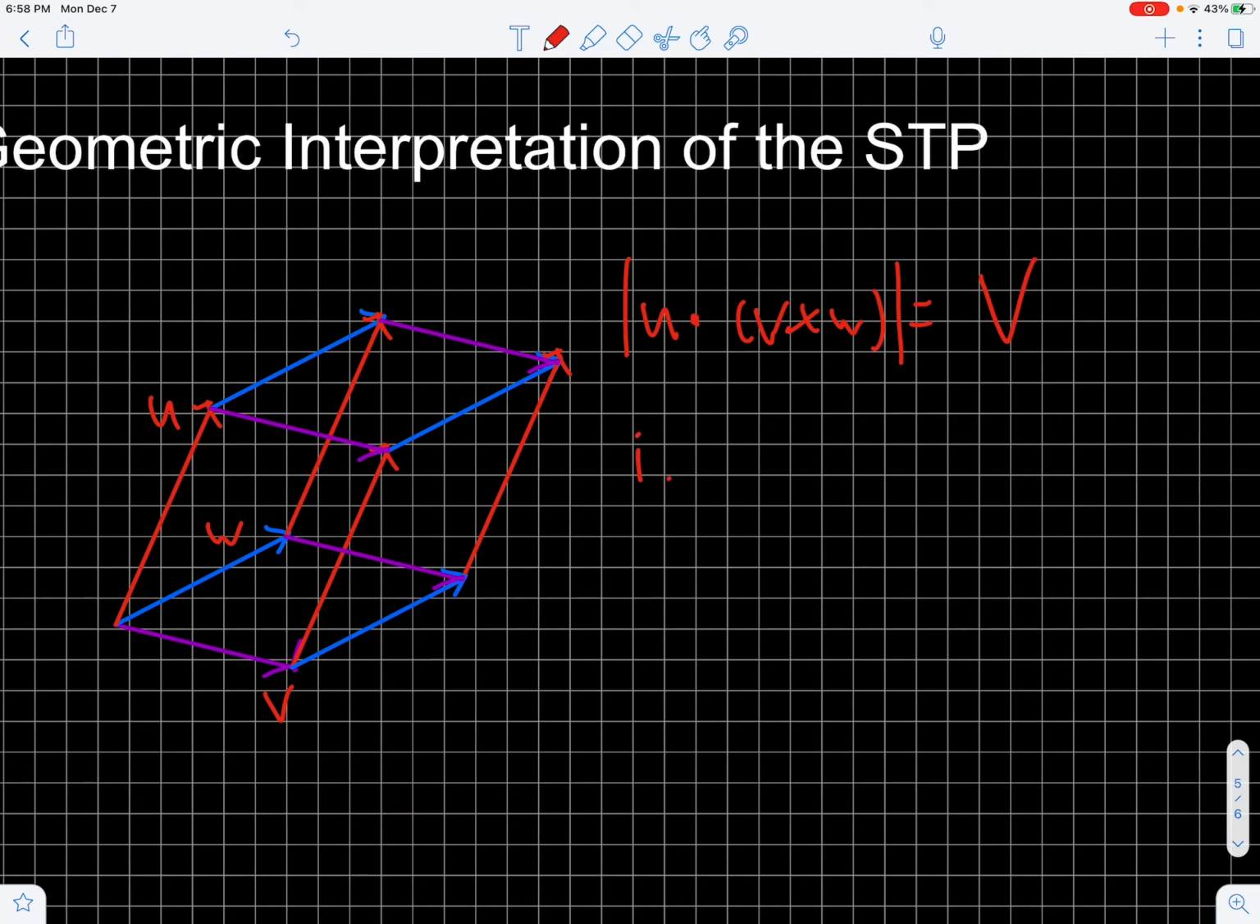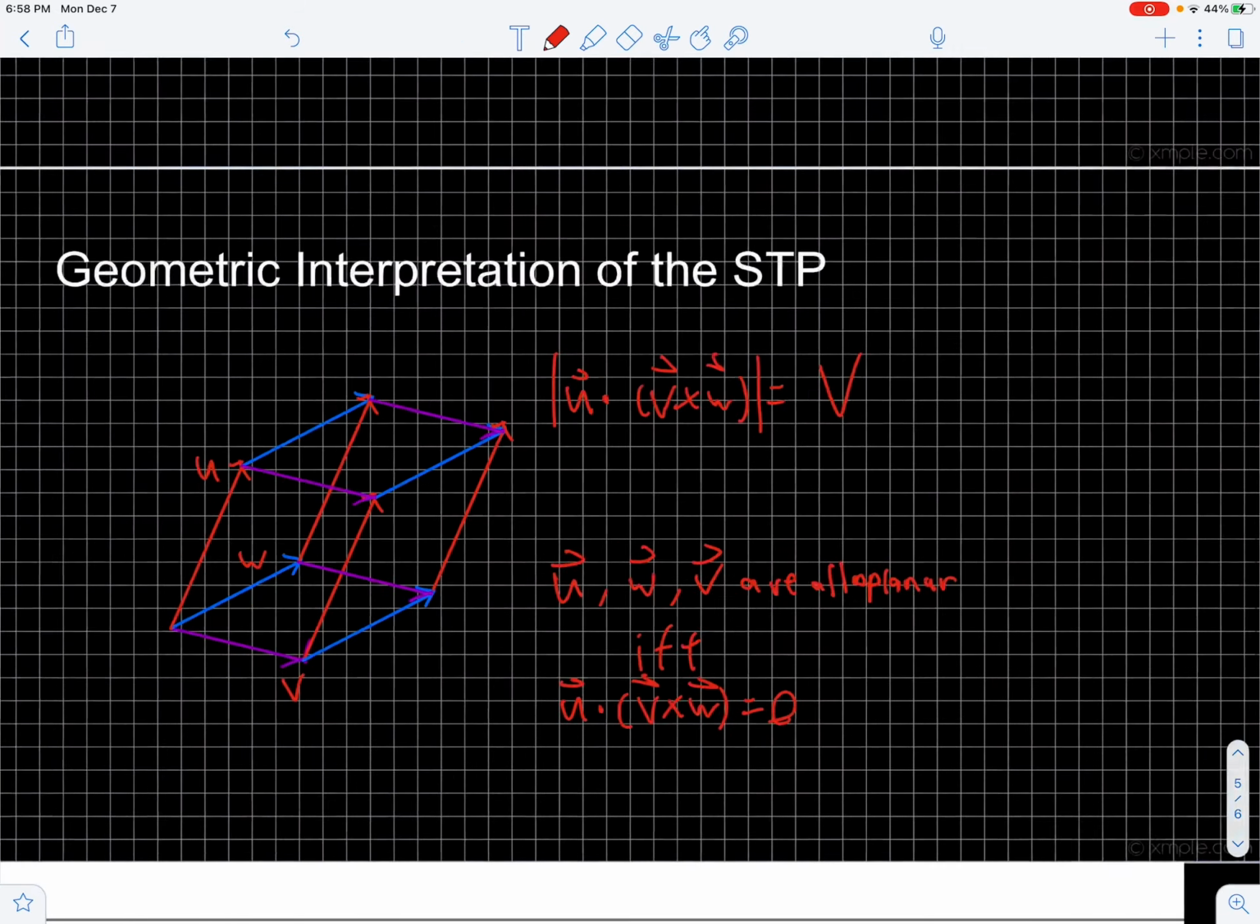So if our scalar triple product is equal to 0, that means, and here it's an if and only if, u, w, and v, and forgive me for not adding the fish hooks, I've gotten kind of lazy, those three vectors are all coplanar. They all lie in the same plane.